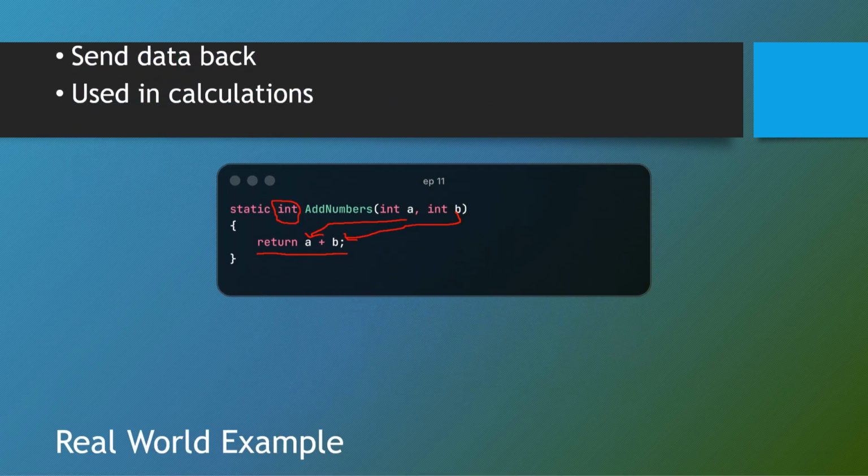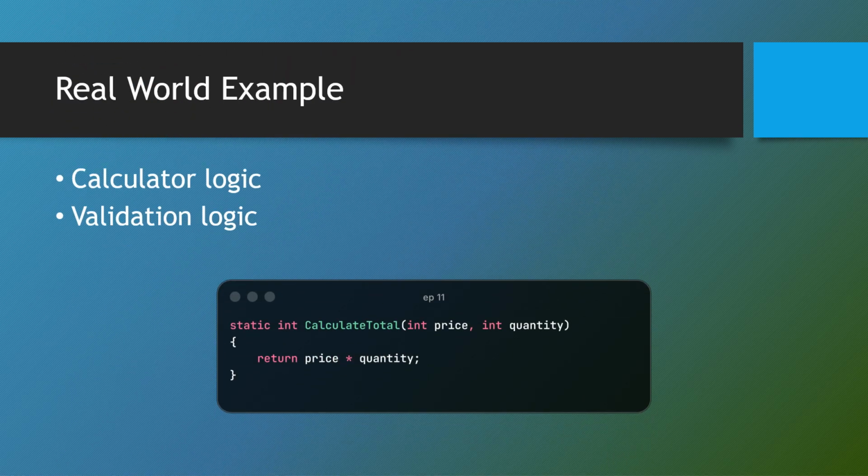Real-world example, calculator logic. Imagine a calculator. Instead of rewriting addition logic everywhere, you create one method. That method accepts 2 numbers, performs the calculation, returns the result. This logic can now be reused anywhere in the program. That's the real power of methods.